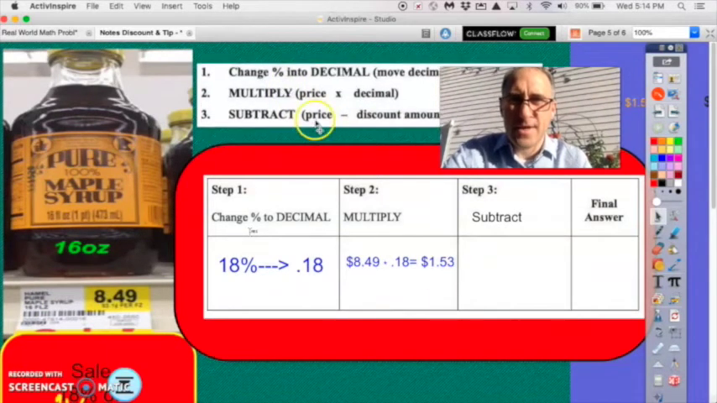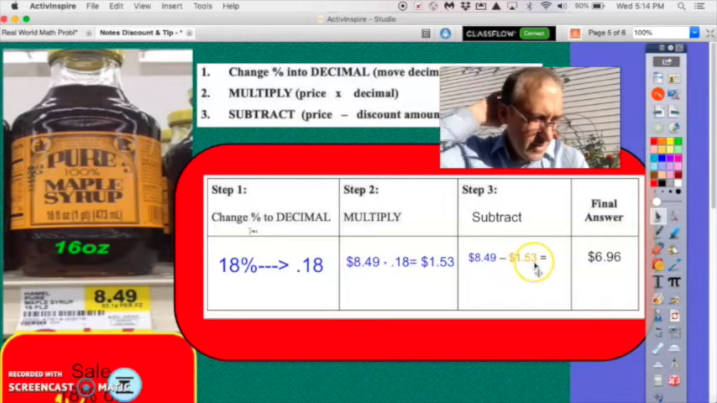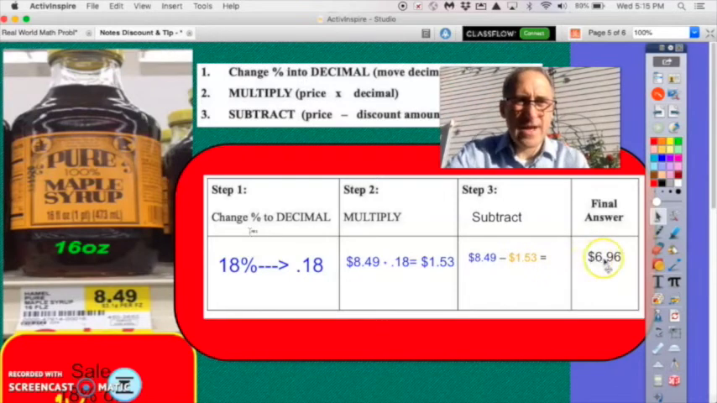Then, what's my next step? Step number 3, take the original price again and do some subtraction. So we're going to take our original price of $8.49 minus $1.53, and we get $6.96 for our final total. Now, the next thing we're going to look at is tip.